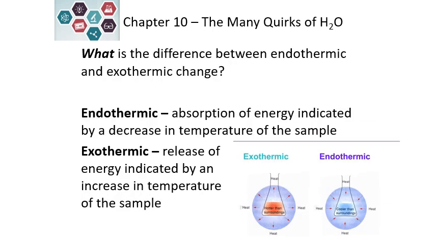We can also have exothermic and endothermic reactions. So exothermic is when energy is released by a reaction. Many of these reactions happen in water. So when energy is released, that increases the temperature of the surroundings or the things around it. And so exothermic reactions give off heat.